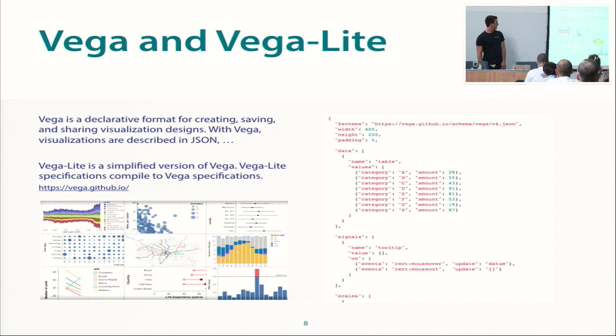And Vega is kind of low level. It's more like a base for a whole ecosystem. What we mostly use at the moment are Vega-Lite specifications. Vega-Lite specifications are a more concise form of Vega specifications, and those specifications compile to Vega specifications. So here, this JSON is, for example, a bar plot for a Vega chart.